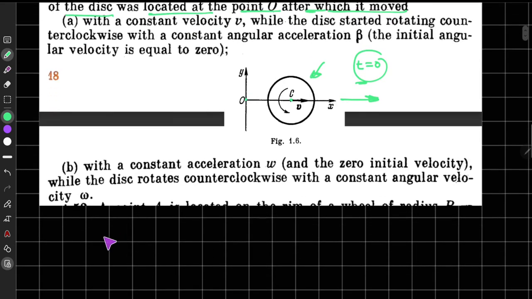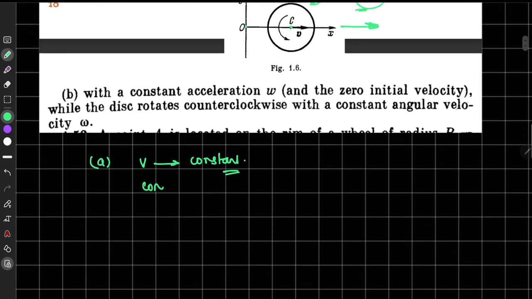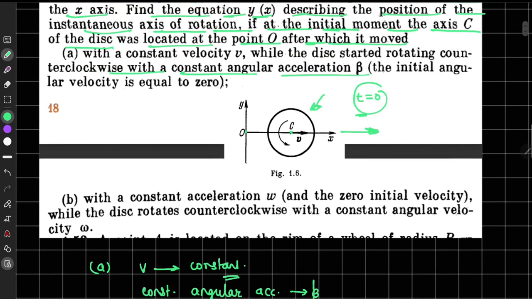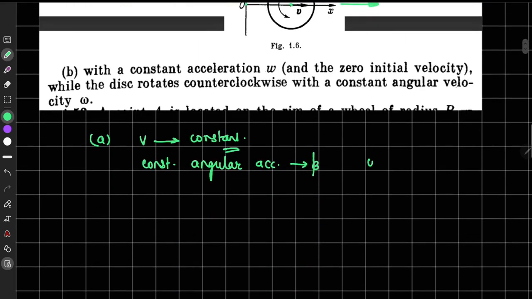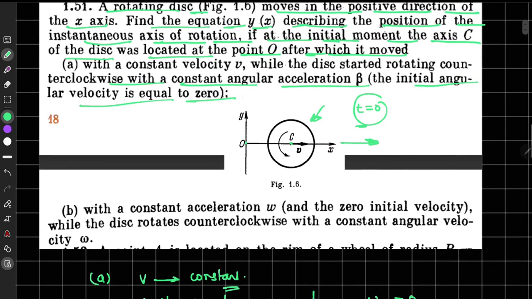In the first case, the velocity with which it is moving in the positive x direction is constant, and the disk is rotating counterclockwise with a constant angular acceleration of beta. The initial angular velocity is equal to 0. So let us say the initial angular velocity is omega naught, and that is equal to 0.